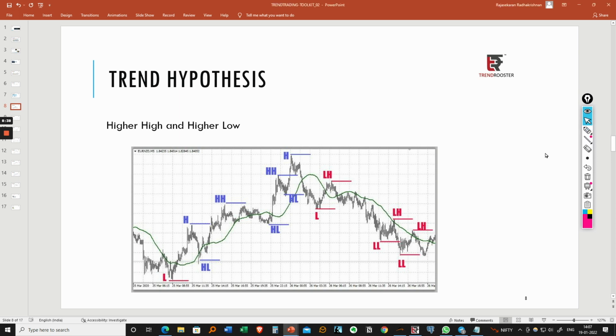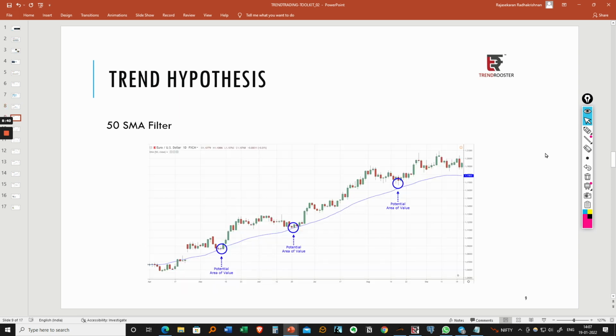Okay, let's move on to the next slide. 50 SMA filter. So you go ahead and apply it on a daily time frame, and then apply the 50 period SMA filter, and it's pretty easy. Anything above the 50 SMA is all bullish trend. Anything below the 50 SMA is all bearish trend. It is pretty straightforward. It's objective. Okay, and it is backtestable.